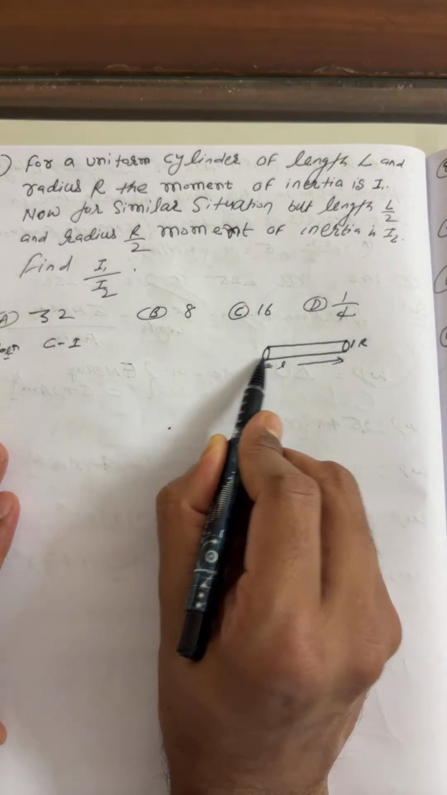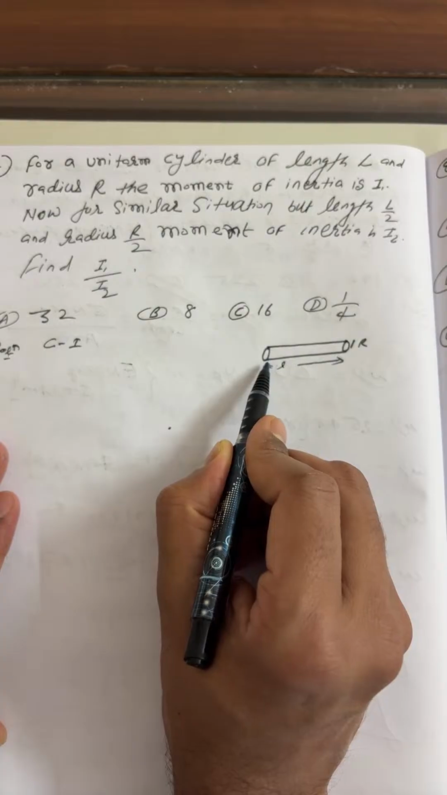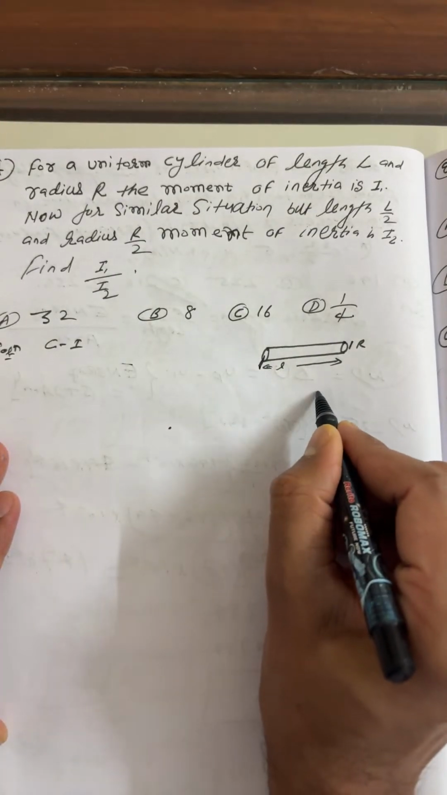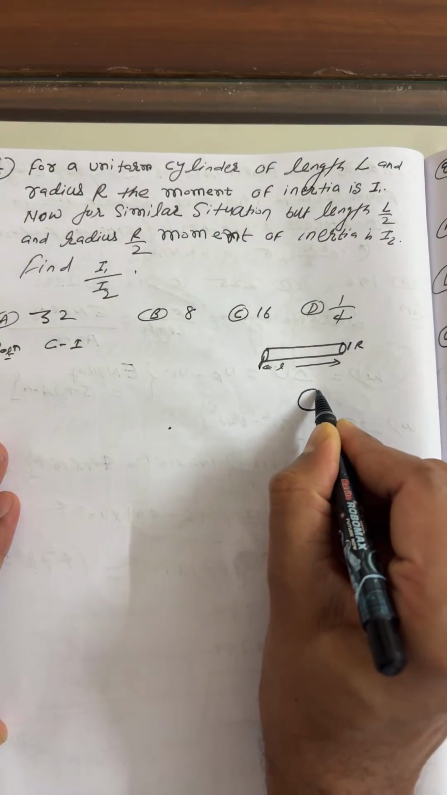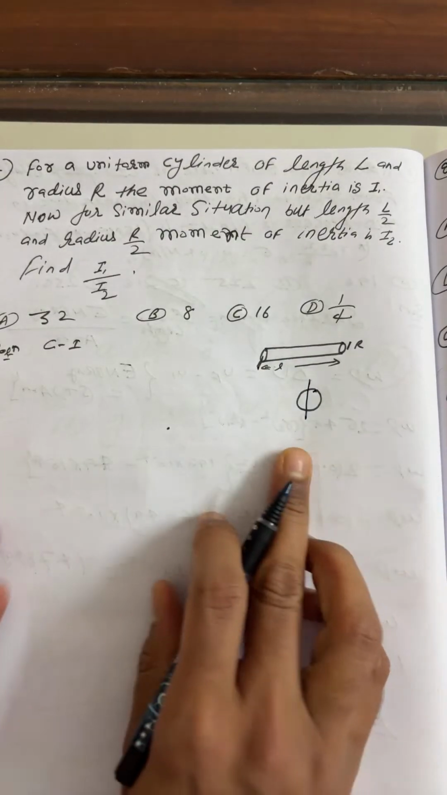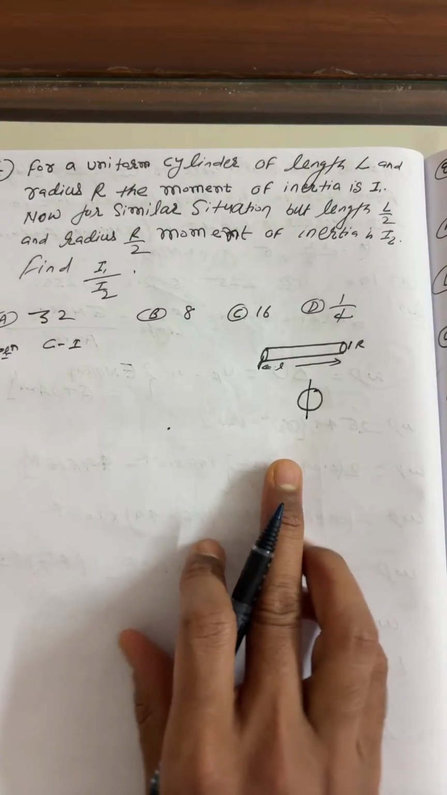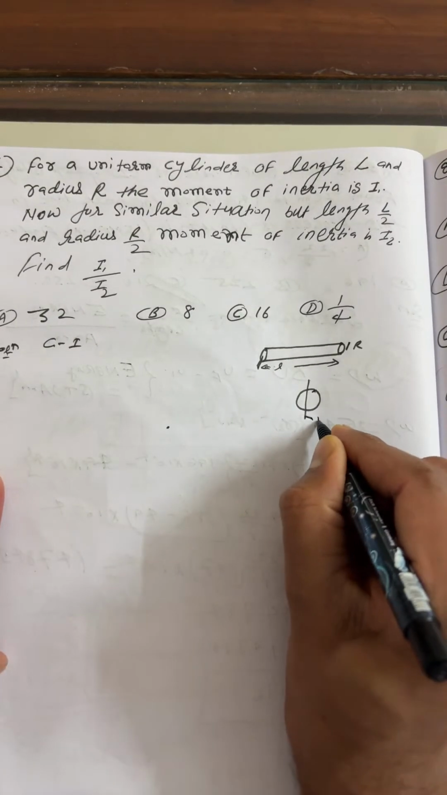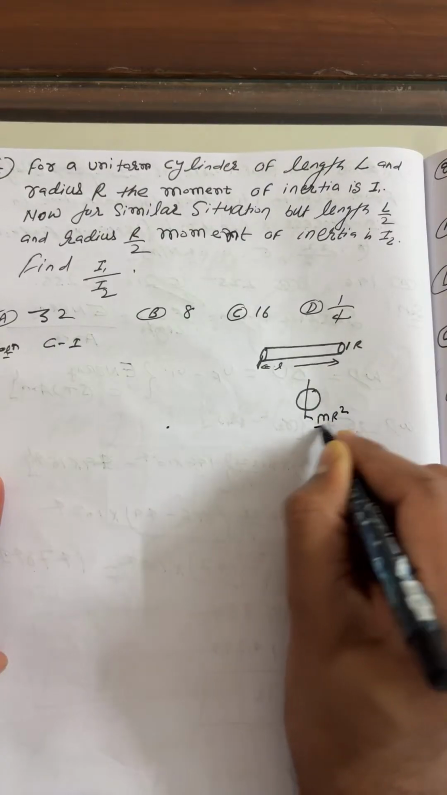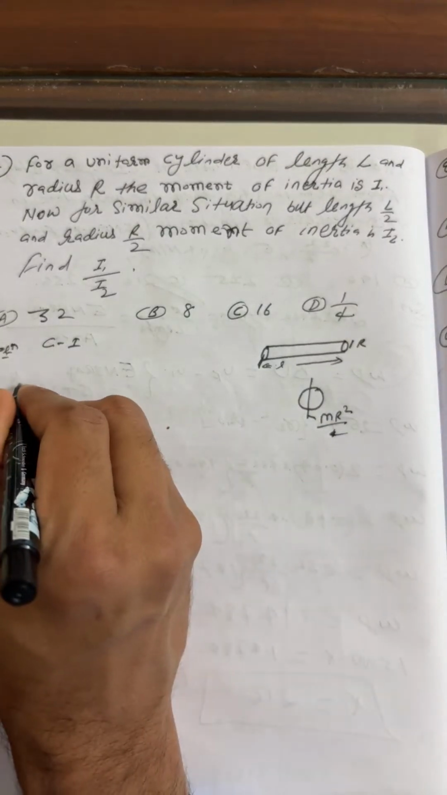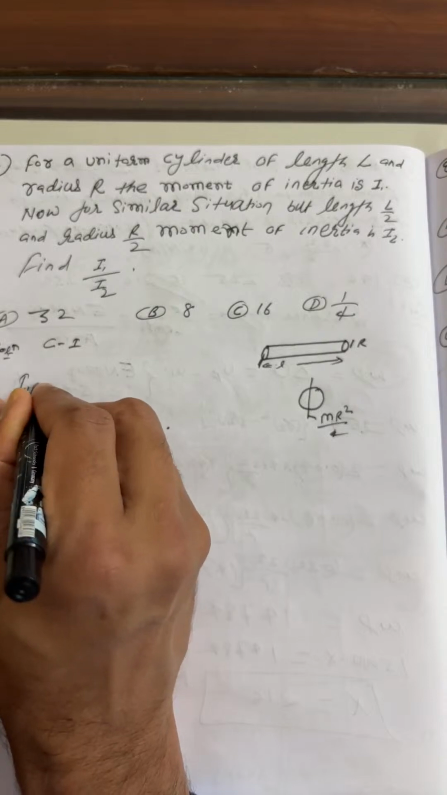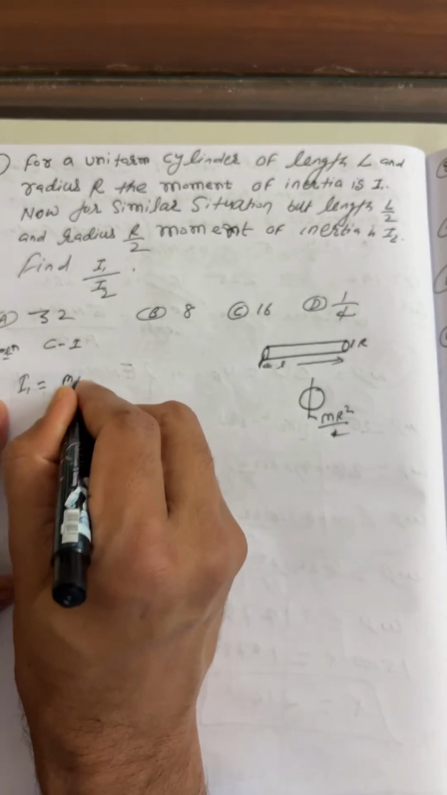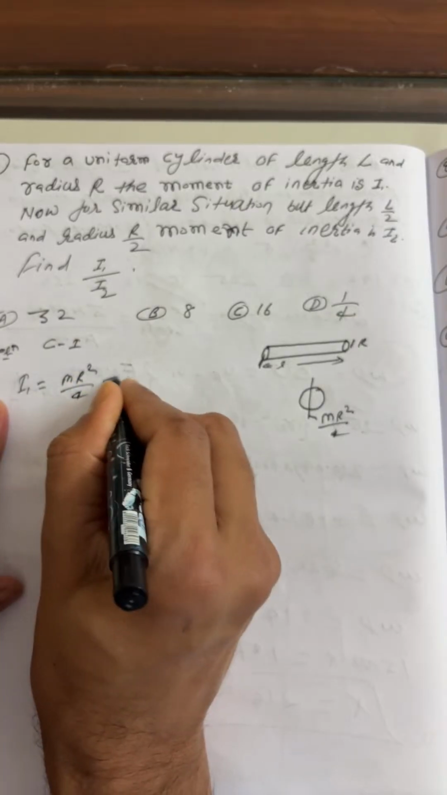Now beta, if you look from this side, this is the cross section, which is the moment of inertia of a disk. I hope all of you remember the moment of inertia of a disk about its diameter. That is MR square by 4. So students, I'm writing the expression of I1 from this side: MR square by 4.